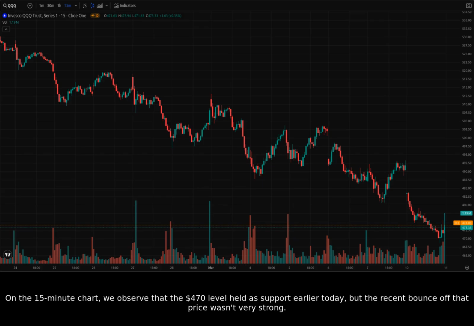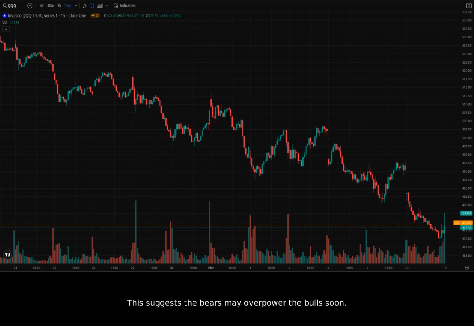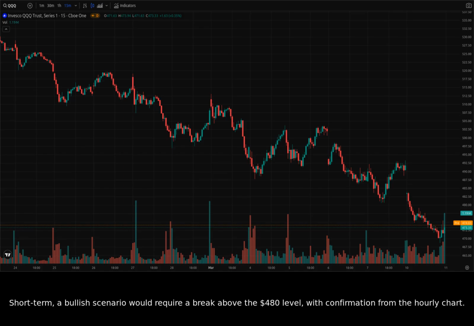On the 15-minute chart, we observe that the $470 level held as support earlier today, but the recent bounce off that price wasn't very strong. This suggests the bears may overpower the bulls soon. A break below $470 could lead to further downside, potentially testing lower support around $460. Short-term, a bullish scenario would require a break above the $480 level, with confirmation from the hourly chart.